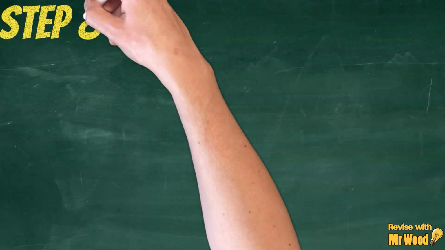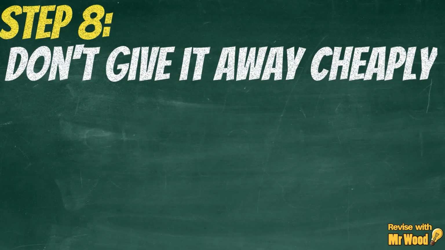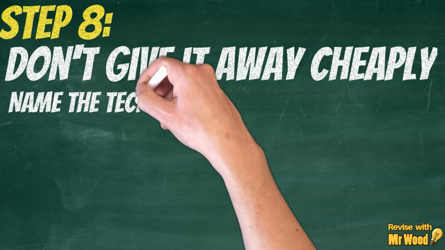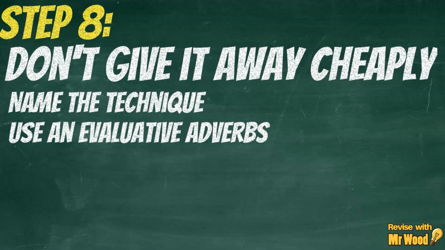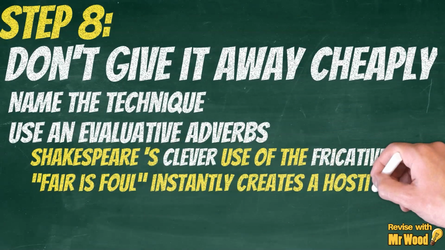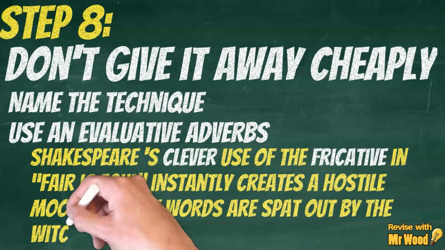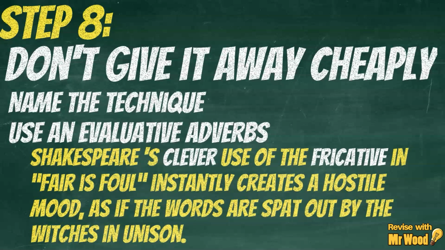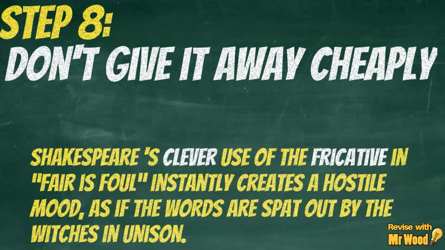Step 8, don't give away your learning cheaply. If you've learnt a quotation and you've practiced exploding it, say as much as you can about it. Name the techniques used, use evaluative adverbs to show you're being considered. So, Shakespeare's clever use of the fricative in "fair is foul" instantly creates a hostile mood, as if the words are spat out by the witches in unison.